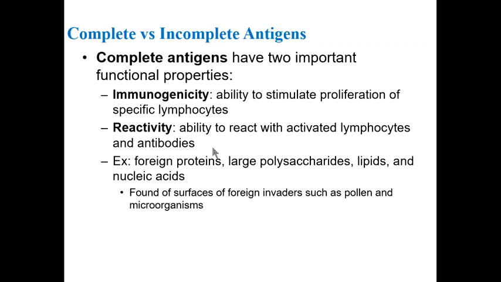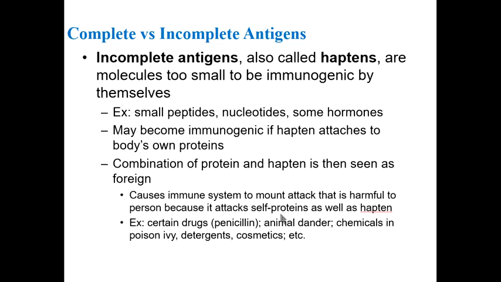Complete antigens also have the ability to react with the activated lymphocytes or the antibodies. That's called reactivity, and those are the two important properties of a complete antigen, which could be proteins, large sugars, fats, and nucleic acids. They're found on the surfaces of microorganisms, or something like pollen. An incomplete antigen, also called a hapten, is a molecule that is too small to be immunogenic. They're not going to produce an immune response.